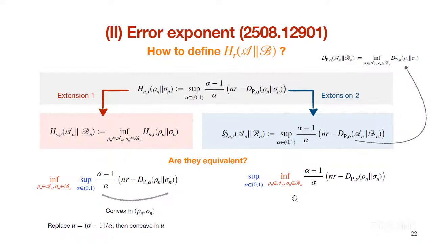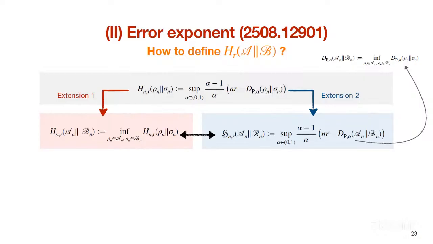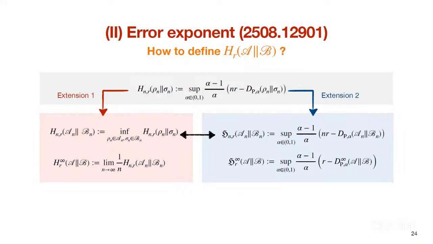In this case, we can prove that the objective function that we optimize is a convex function in terms of the state, and if we change the variable from alpha to another variable u, then we can argue that the objective function is concave in the parameter u. So this satisfies the assumptions required to apply the minimax theorem. Essentially, we can prove that these two quantities are indeed the same. We apply the minimax techniques, and so for finite n, these two extensions are the same.